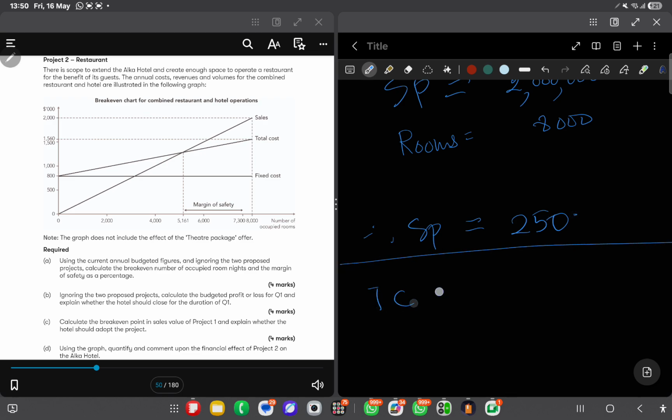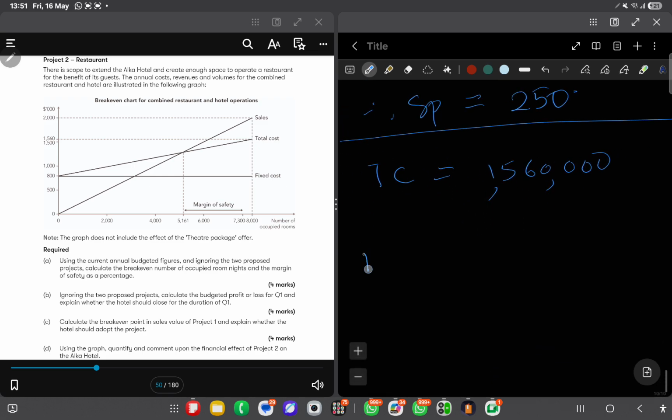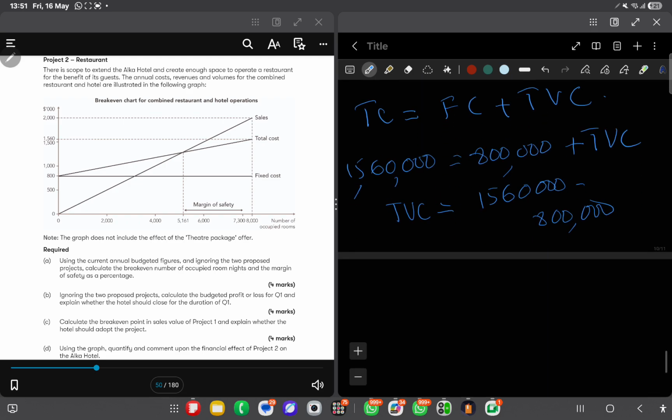Furthermore, the total cost in the question is 1,560,000. As all of you should know, we have one equation: total cost is equal to fixed cost plus total variable cost. I know my total cost is 1,560,000 and my fixed cost is 800,000. So what we don't know is total variable cost. So the total variable cost will be 1,560,000 minus 800,000.